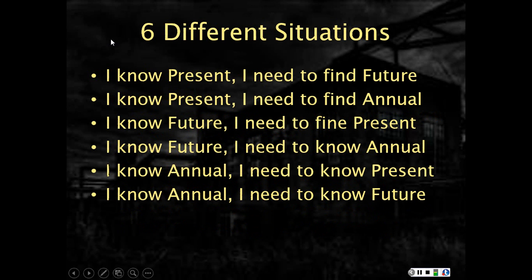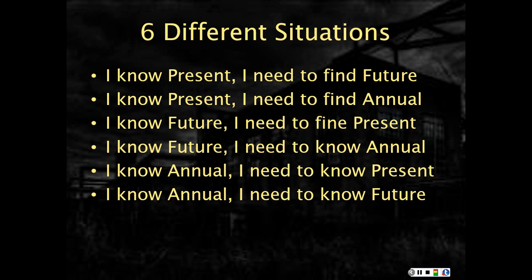So basically, if I have 3 different variables, I can only have 6 different situations. So I can know the present, or P, to find the future, F. I can know the present and need to find the annual, so I know P, find A. I can know F, or future, to find P. I can know F to find A, the annual amount. I can know A to find P, and I can know A to find F. So those are the 6 different situations.